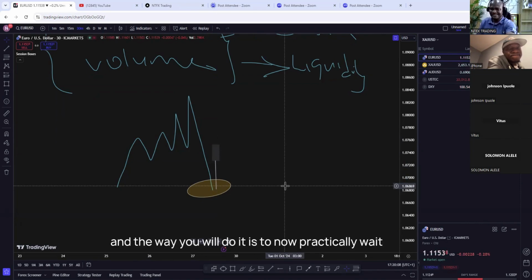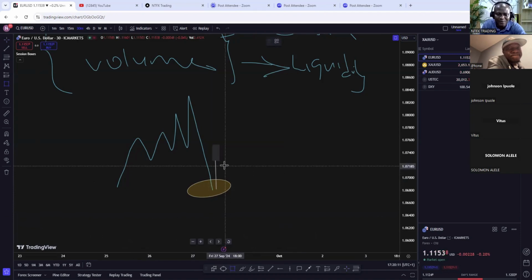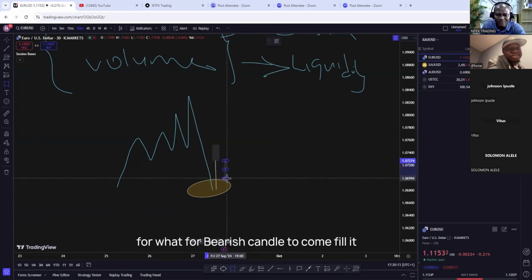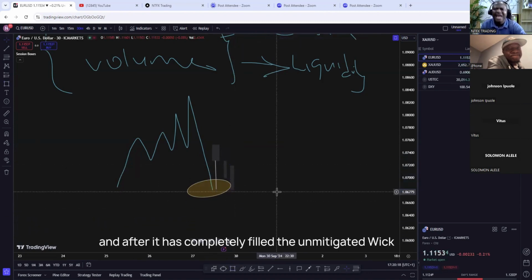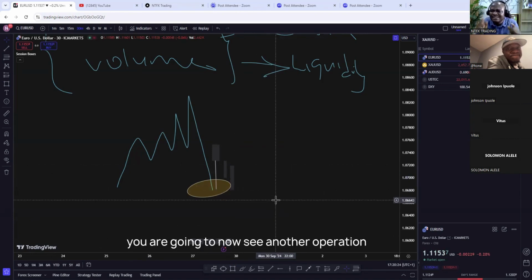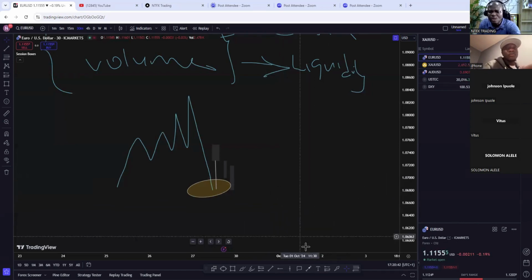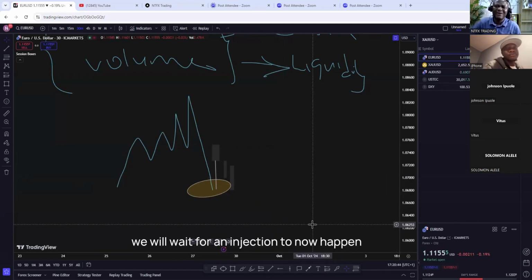And the way you will do it is to tactically wait for what? For a bearish candle to come and fill it. And after it has completely filled the unmitigated wick, you are going to see another operation that will follow. Remember, we have not attempted to enter this market because we are studying the dynamism at the liquidity zone. So we are not going to enter this market. We will wait for an injection to happen.